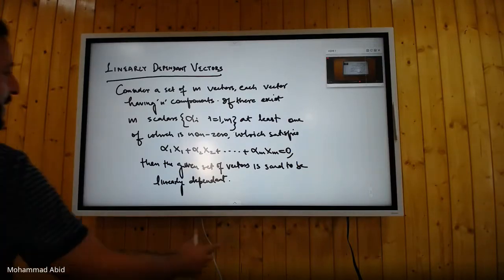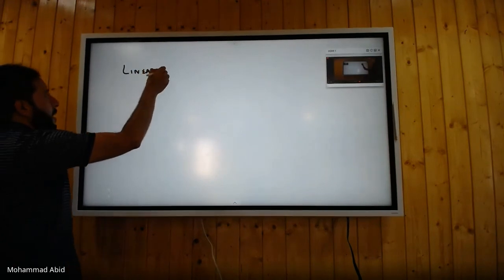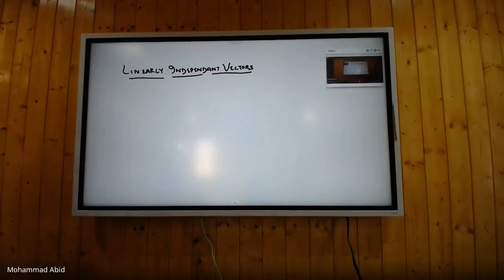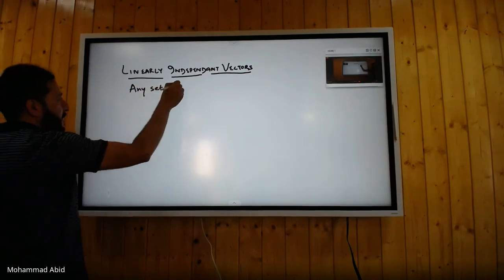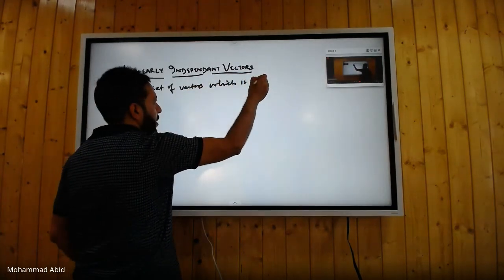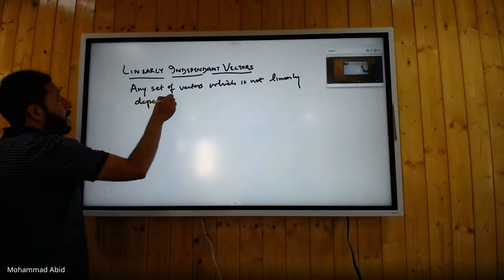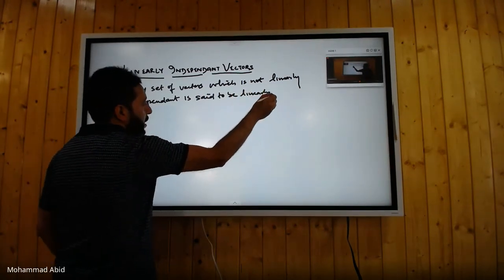So correspondingly, we can define linearly independent vectors. Any set of vectors which is not linearly dependent is said to be linearly independent.